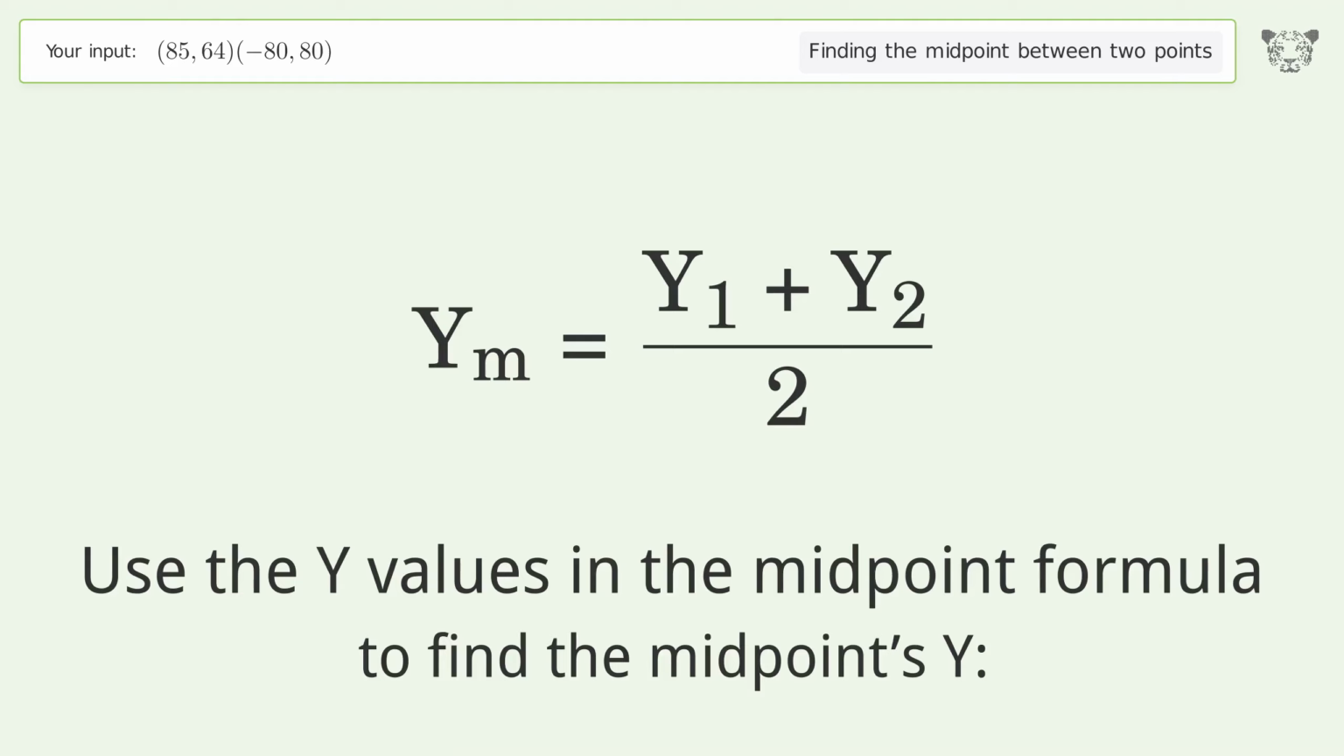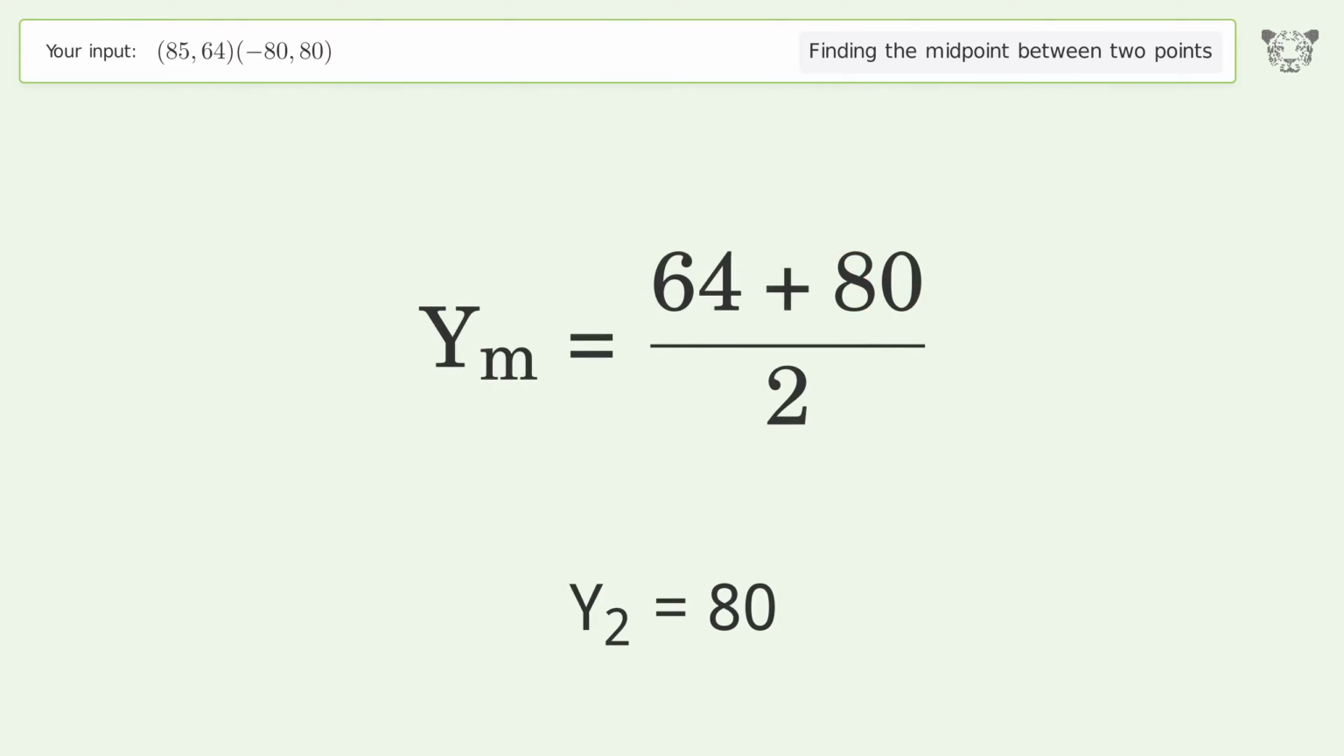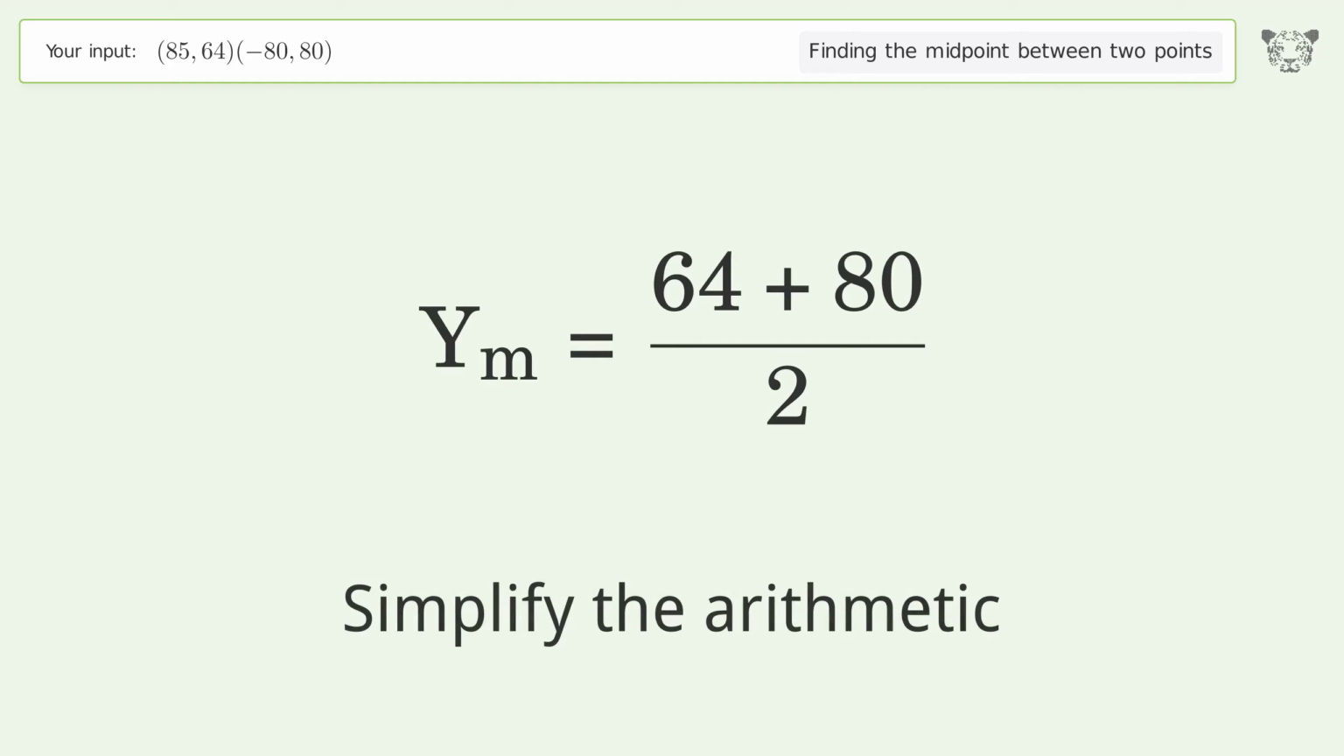Use the y values in the midpoint formula to find the midpoints y. y1 equals 64. y2 equals 80. Simplify the arithmetic.